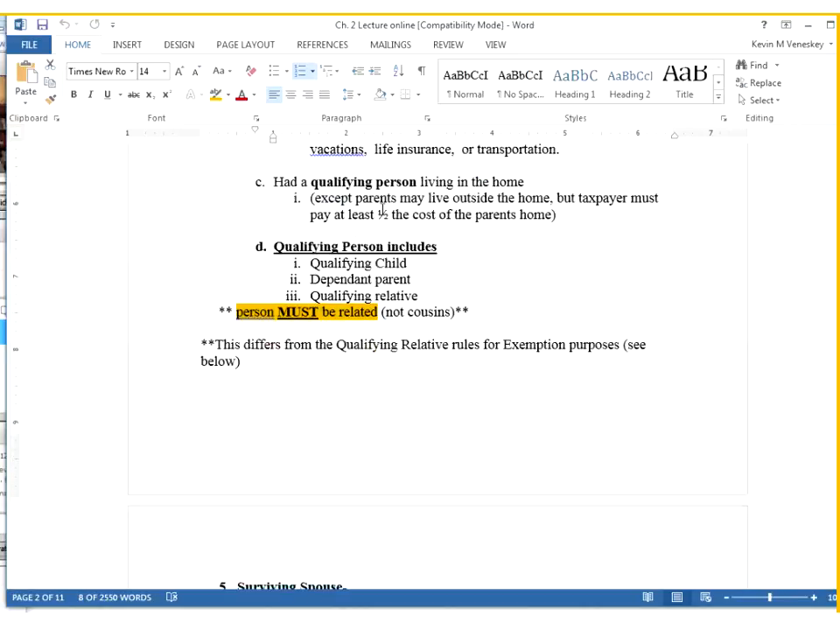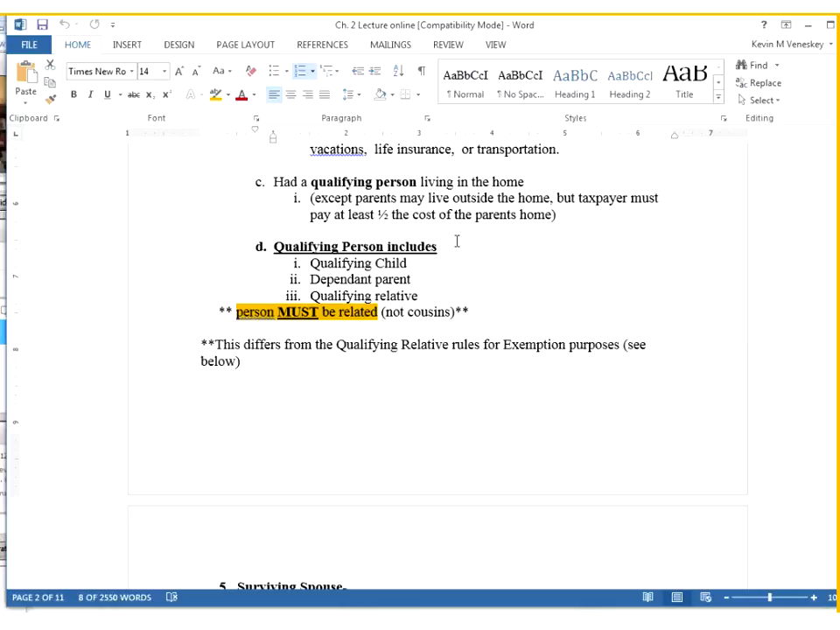Did you have a qualifying person at your home? Parents count, but they don't necessarily have to live in your home for you to get head of household. That's kind of a strange little exception to the tax law. You can still claim head of household if you pay for at least 50% of the cost of your parents' home. Now it's just parents, it's nobody else. So if you claim your parents as a dependent and they don't live with you, you could still claim head of household.